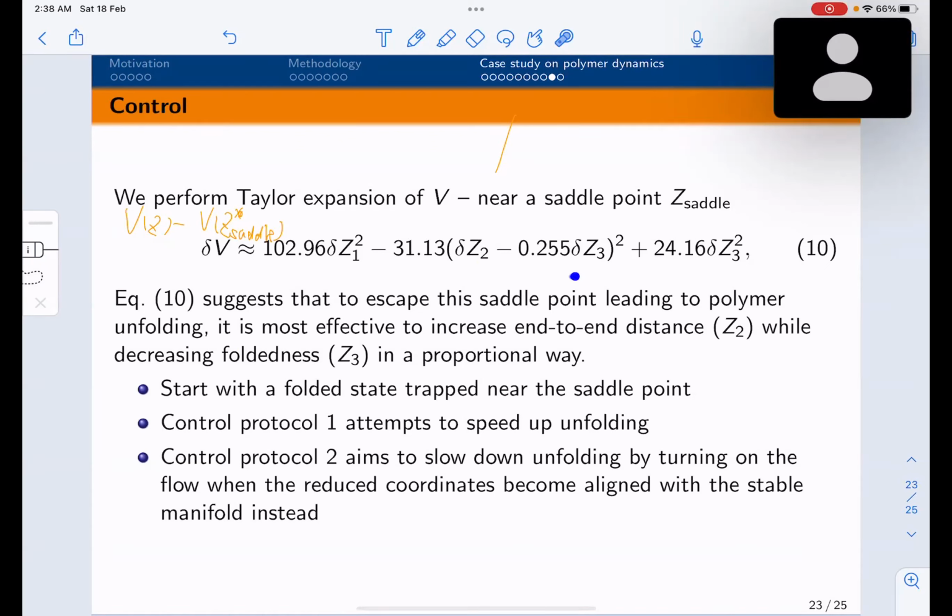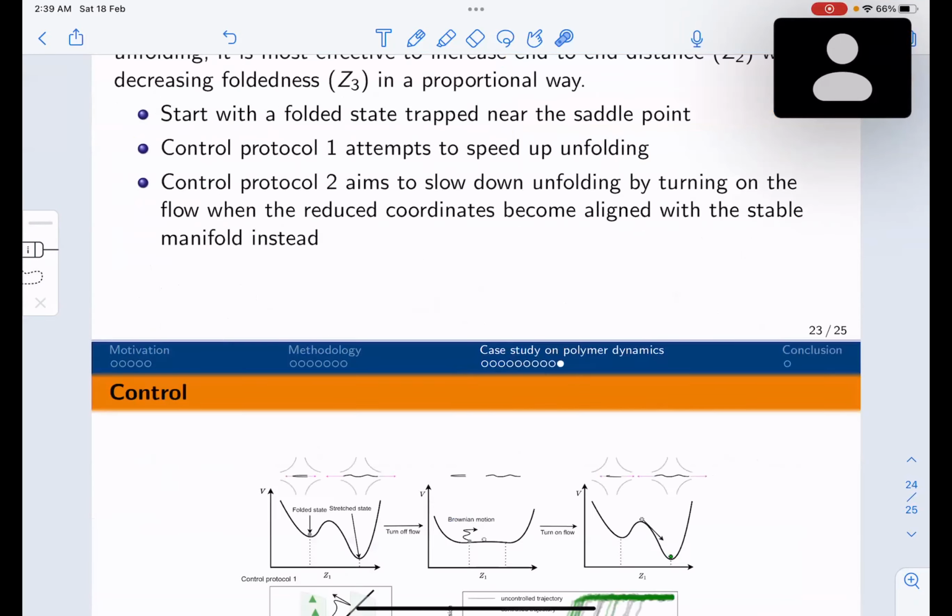And how could we do the control? We start with several steps. We start with a folded state, and the polymer is trapped near the saddle point. And we have the first protocol: control protocol 1 attempts to speed up the unfolding, and control protocol 2 aims to slow down the unfolding. How could we do this? We do it like this.